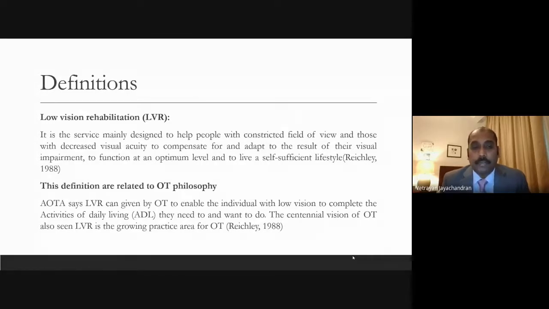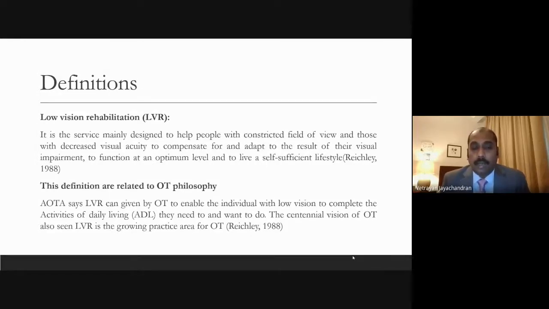If you see the definition of low vision rehabilitation, it is closely related to our OT philosophy. If you think about our OT philosophy, we mainly target making our patient functionally independent to the optimum level, and we have to bring quality of life to our patients. So the definition of low vision rehabilitation and OT philosophy are interrelated.